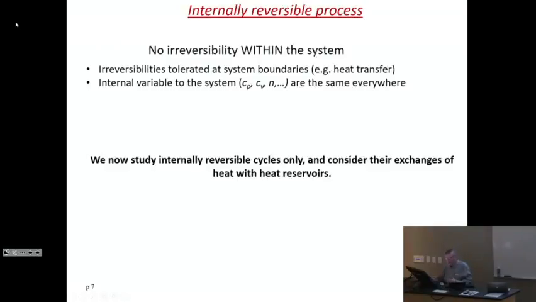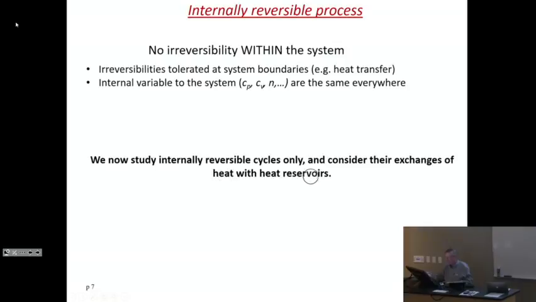So we have to consider systems in which there are no irreversibilities inside the system. Now, irreversibilities are tolerated at the system boundary. You can have heat transfer that is irreversible. That we will consider. We will assume that the system is uniform, of course, so the internal variables are the same everywhere. And then the system is going to be internally reversible.